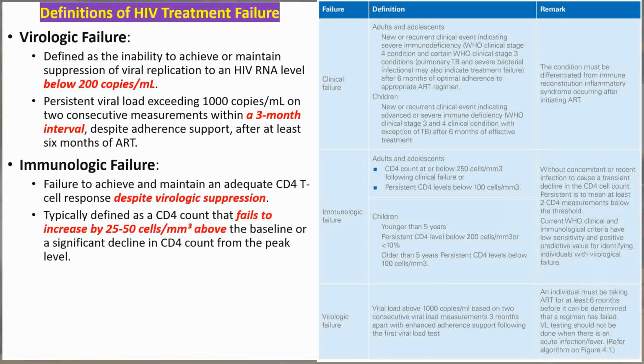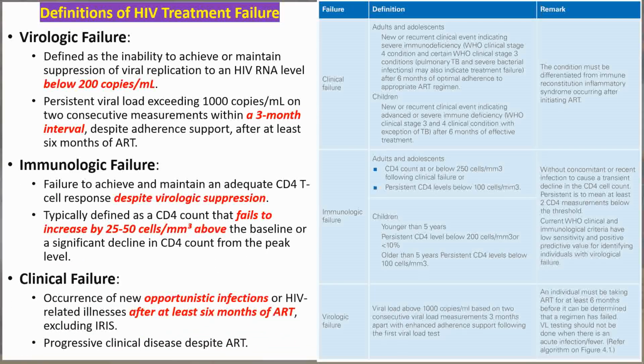Now, let's talk about the immune system's response. Immunologic failure occurs when, despite the virus being suppressed, the body's defenders, the CD4 T cells, don't rally as expected. We look for a rise in these cells by at least 25 to 50 units above the baseline, but sometimes it just doesn't happen, or worse, their numbers drop from the highest count achieved. It's like expecting reinforcements that never arrive.